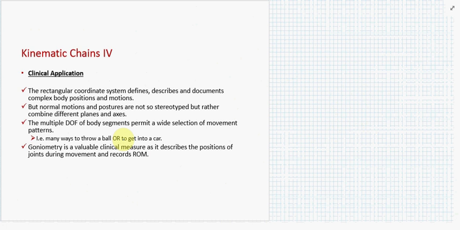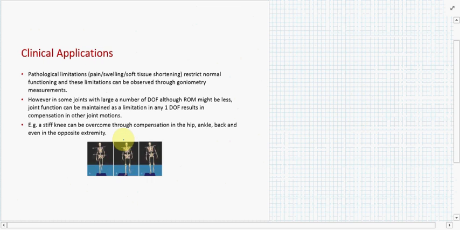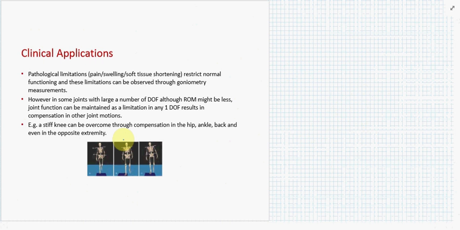Because often when I have restricted motion, it means something was wrong that caused that restriction in the first place, or there's some kind of compensation going on, or over time this restriction is going to cause injuries up and down the kinetic chain. So that's something I obviously don't want to see. Pathological limitations such as pain, swelling, or soft tissue shortening can also restrict normal functioning. And again, we can pick that up through goniometric measurements and dynamic measurements.